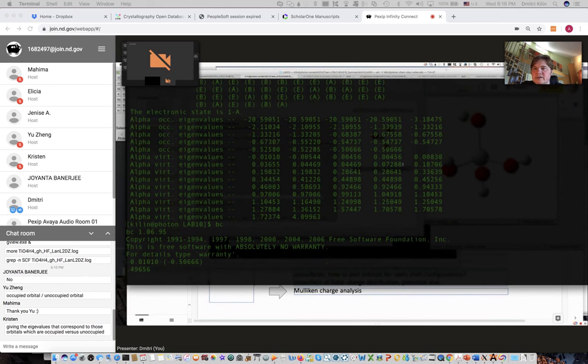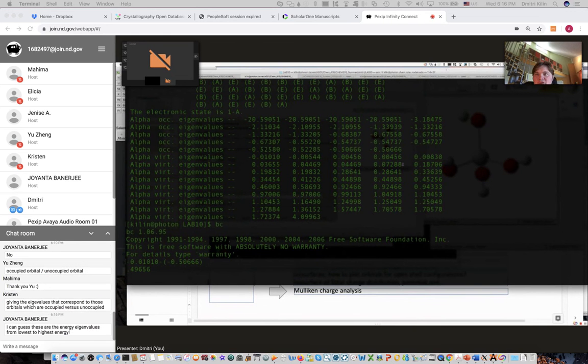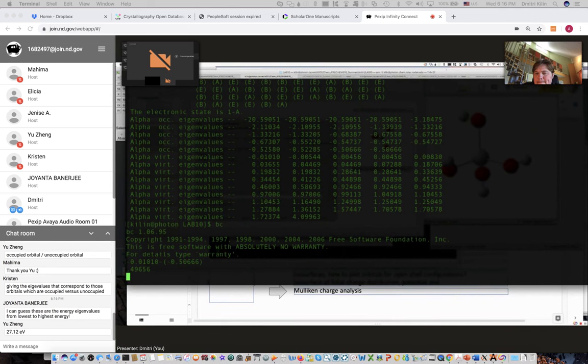Is it a big or small number? What are the units of these calculations? This is AU, atomic units. And what is AU? What is the conversion from AU to kilocalories or to electron volts? It's 27.21 electron volts. Yes, correct.